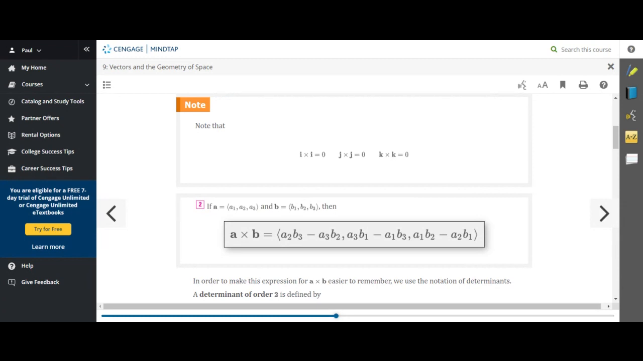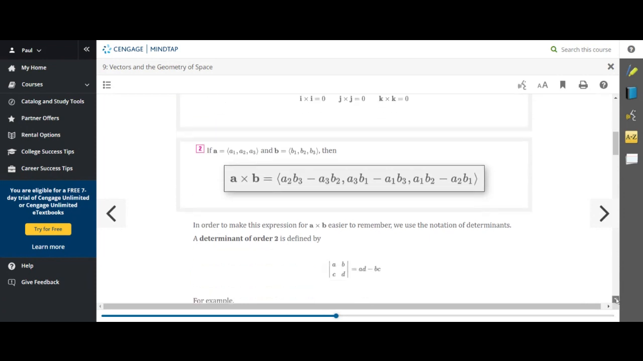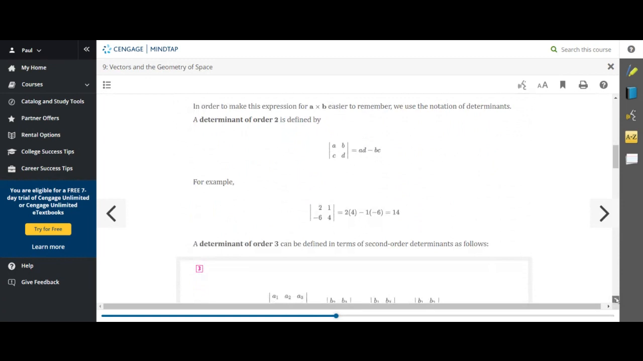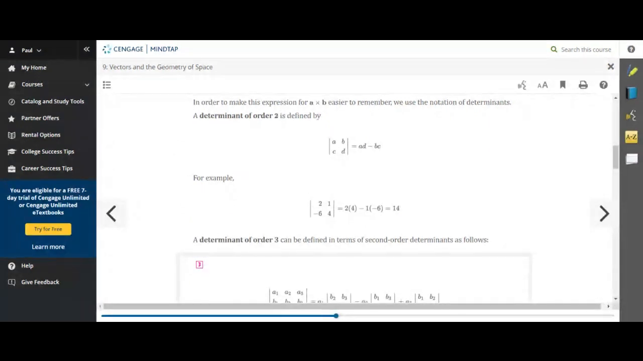But the problem is it's difficult to remember this formula. If you're not allowed notes, for instance, on an exam, how are you going to remember this formula? There's a better way to get the cross product, but we have to talk about determinants to do it.